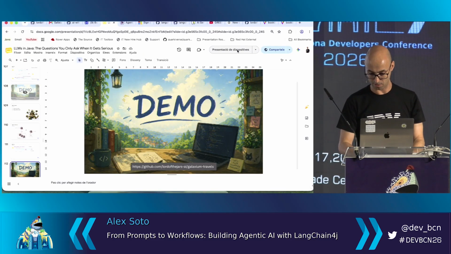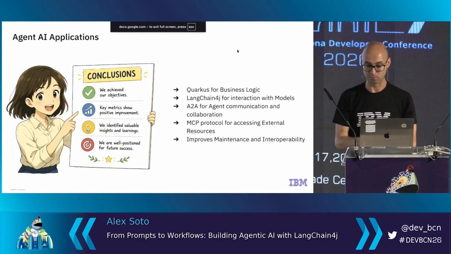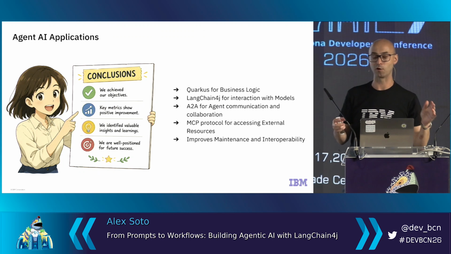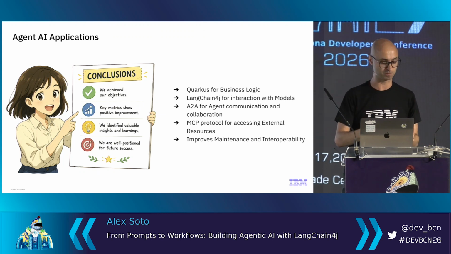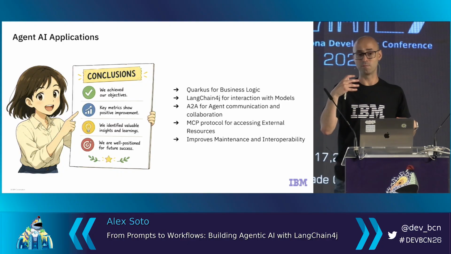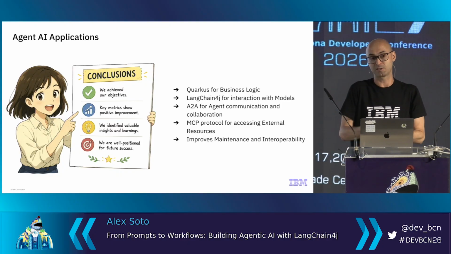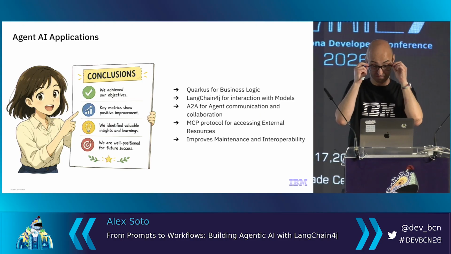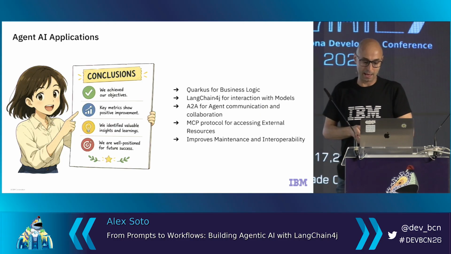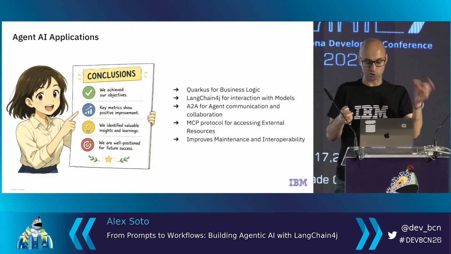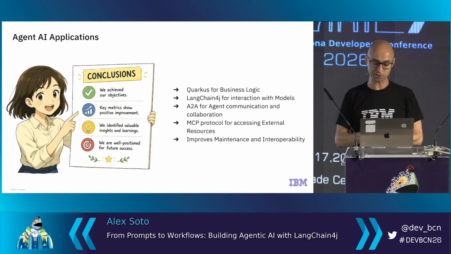Now we are almost out of time. So I will say that Quarkus for business logic works really well. Of course, if you're using Spring Boot, yes, LangChain4j works with Spring Boot. In fact, it works really well with Micronaut and all the Java technologies, because at the end, LangChain4j is framework agnostic. You can use A2A, you can use MCP for remote communications.